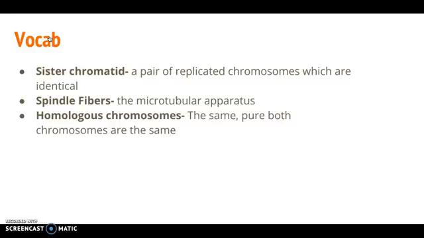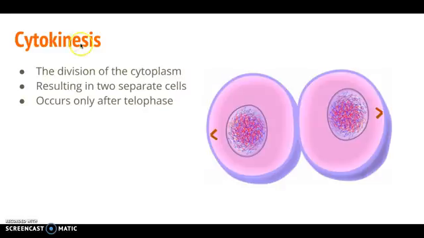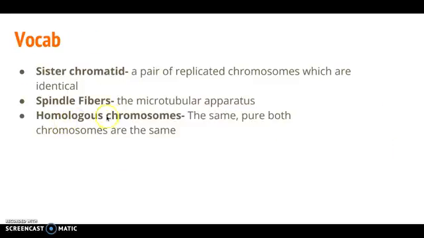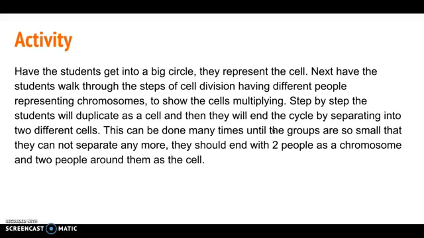Next is spindle fibers, which is the microtubular apparatus. As we can see, they are here and in here. Next is homologous chromosomes, which are the same pure chromosomes that are exactly the same that turn into sister chromatids when they replicate.